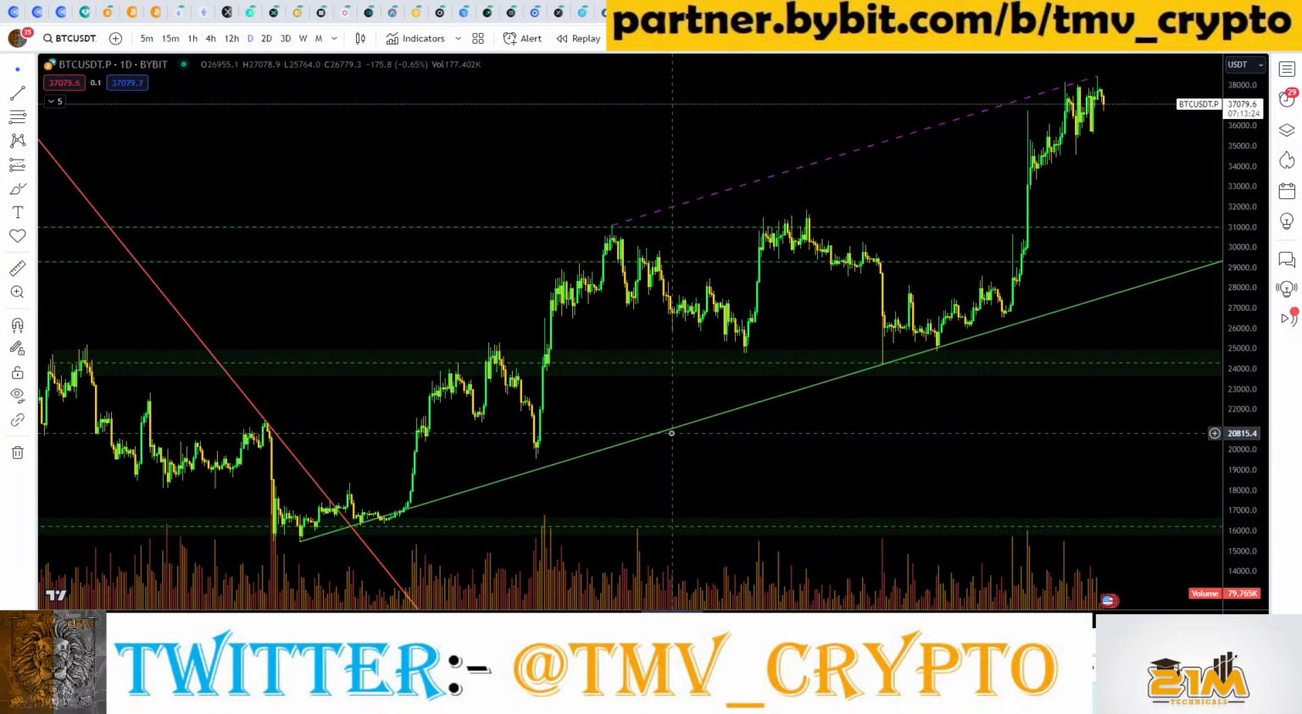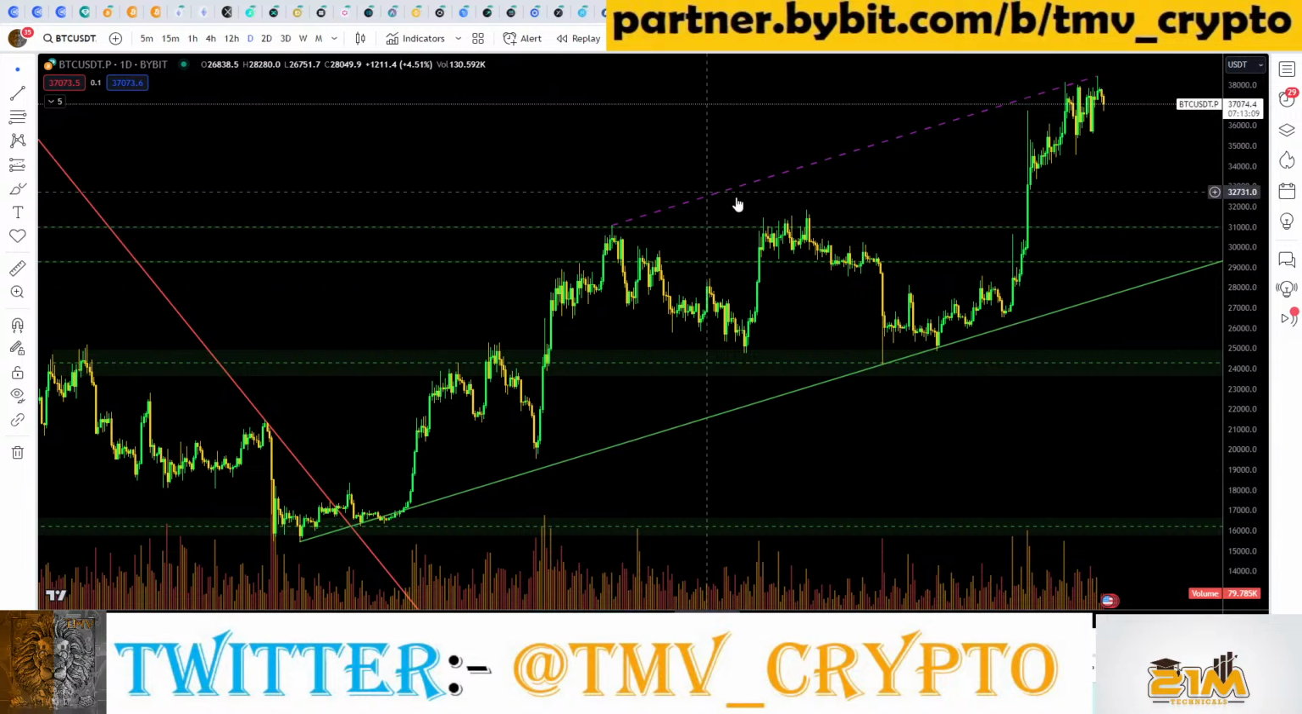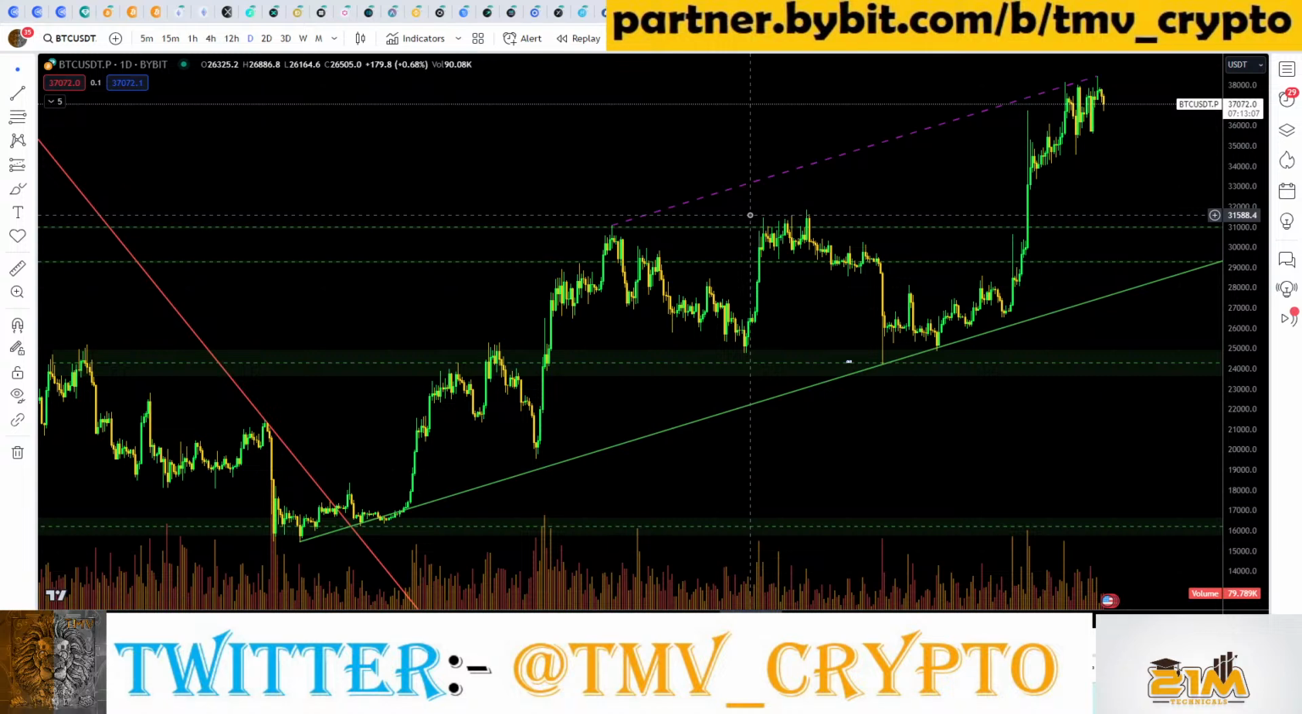Okay. The purple line is now an interesting thing. It identifies a triple top. It identifies a 3 drive pattern. It identifies the rising wedge as well. So basically the dotted line that you're watching is very crucial.